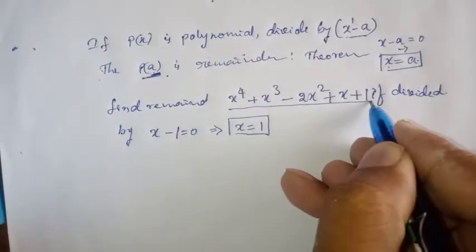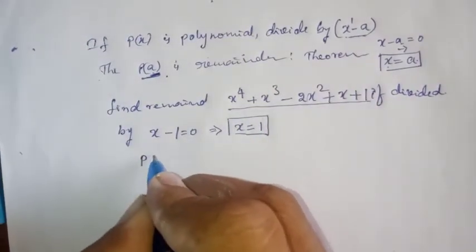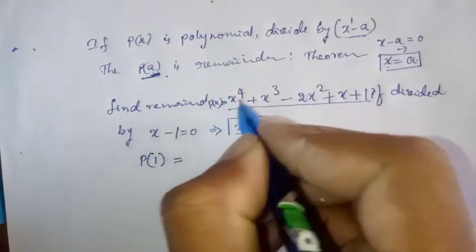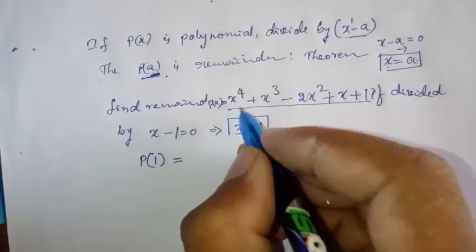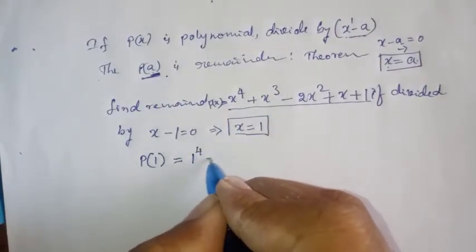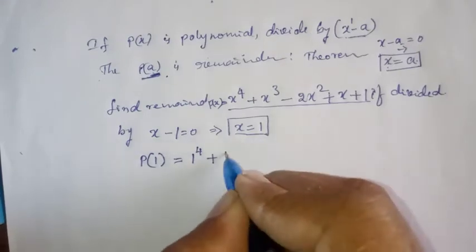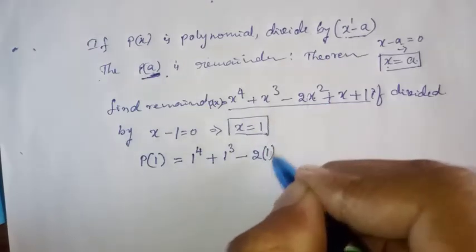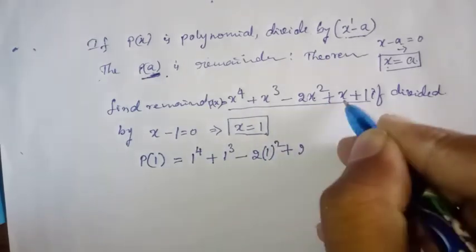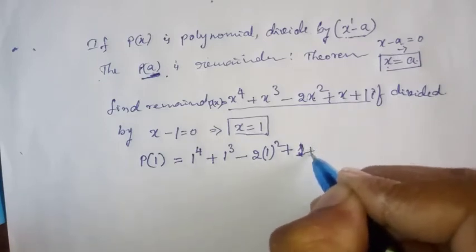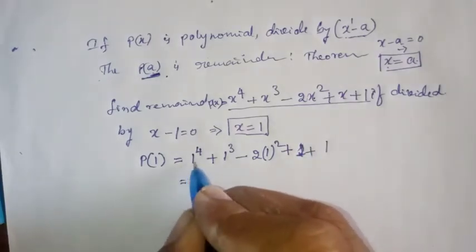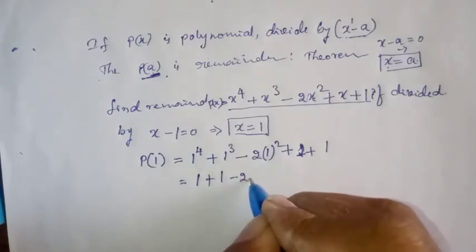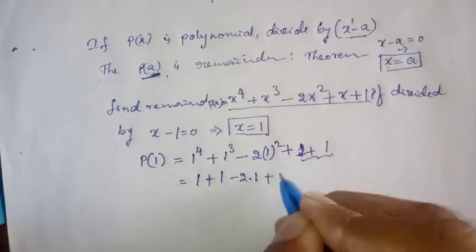This one is the polynomial p of x. Now we have to find p of 1. It means the value of the polynomial. Okay, substitute here x to the power 4. It means 1 power 4 plus value of x is 1, so it's 1 cube minus 2 into value of x, that's 1 square, plus value of x, that's 1, plus 1. Simplify: 1 to the power 4 is 1 and 1 cube is 1, minus 2 into 1 square is 1. Here 1 plus 1 is 2.